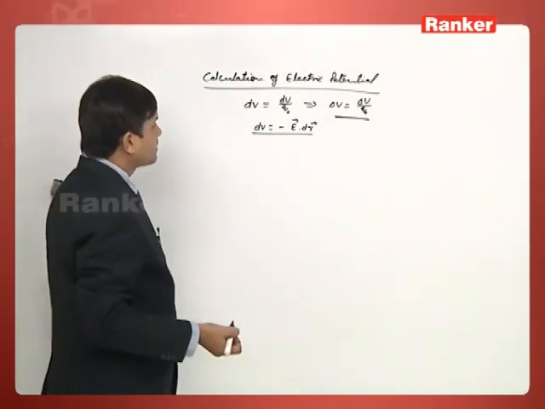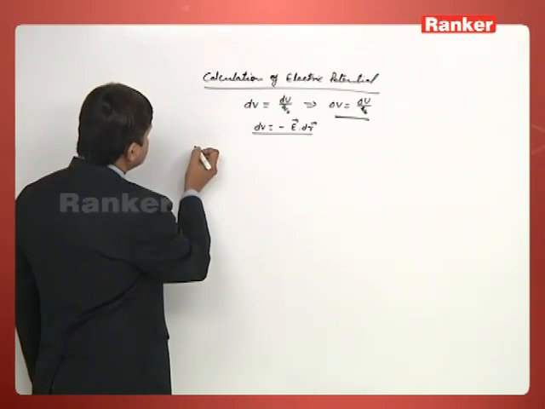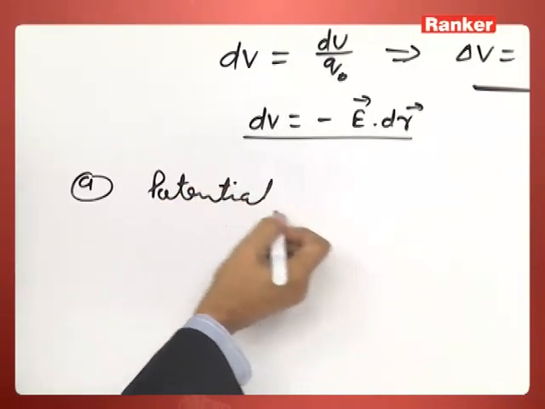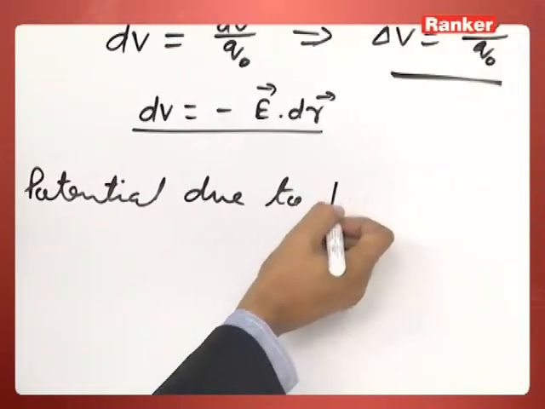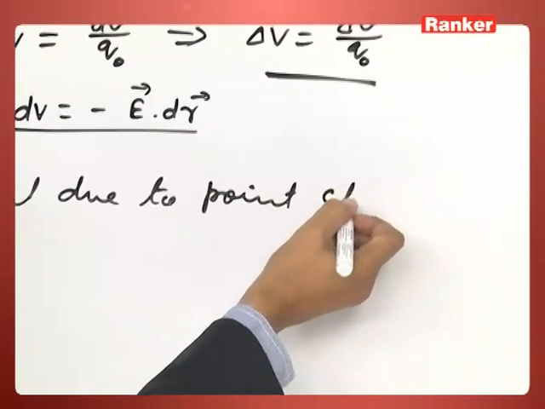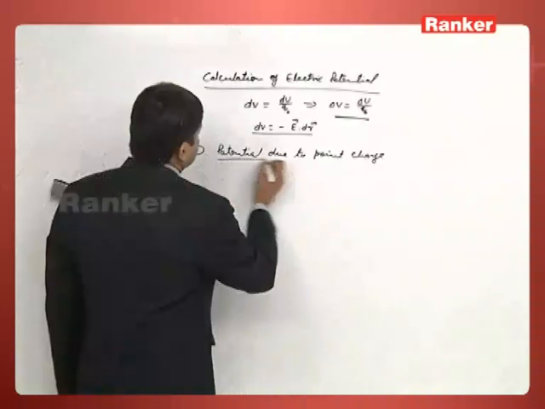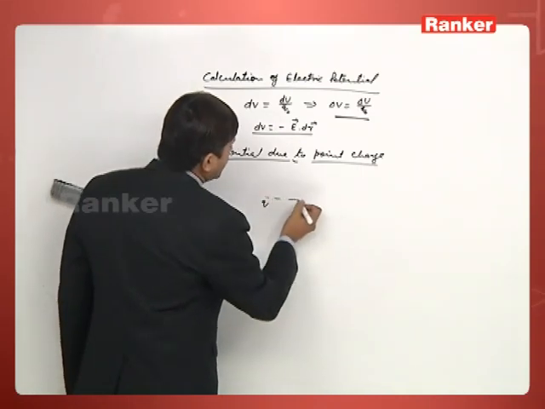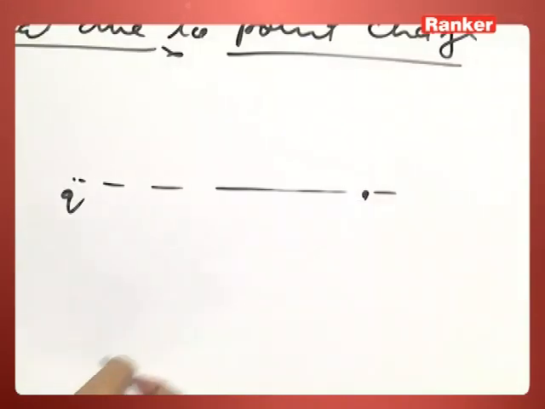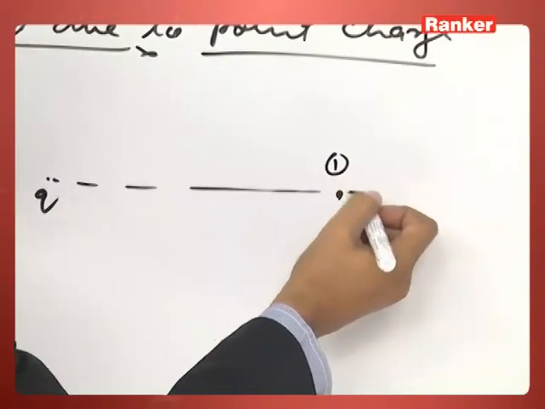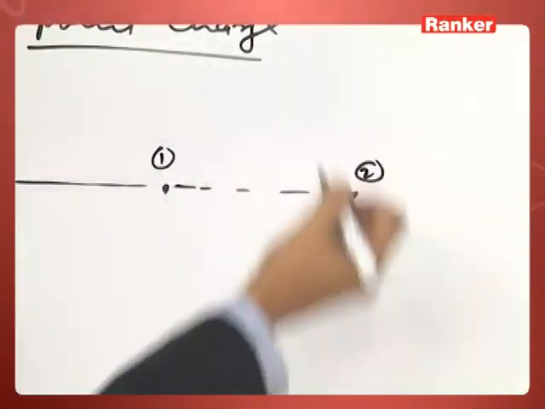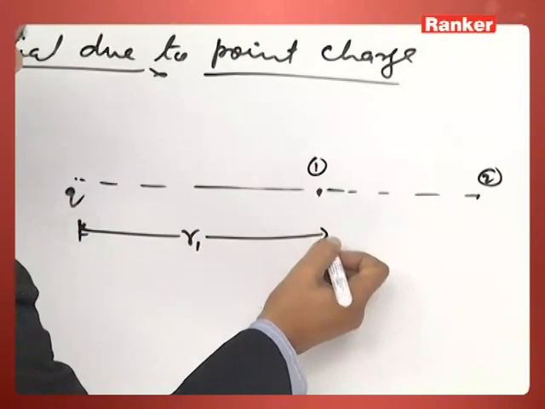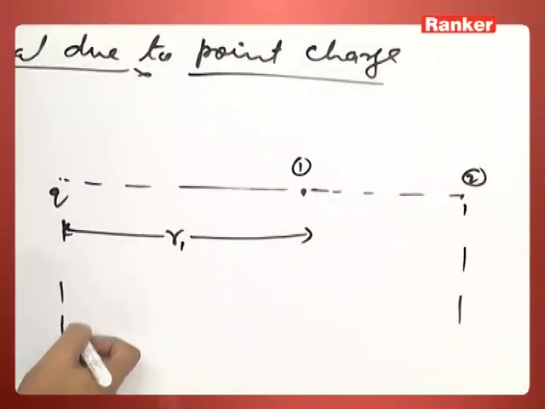So one by one we will consider different cases. First, potential due to point charge. Let a point charge Q be kept here, and we want to calculate potential due to this charge at different points, or the potential difference between these two points, point 1 and 2. Let point 1 be at distance r1 and point 2 at a distance r2.